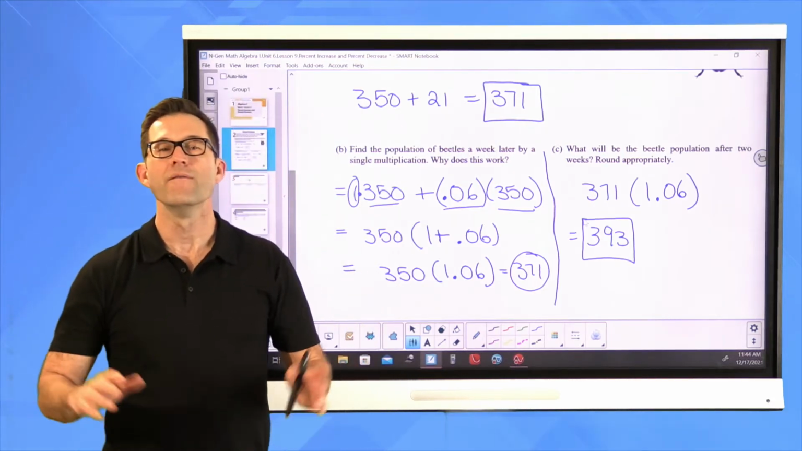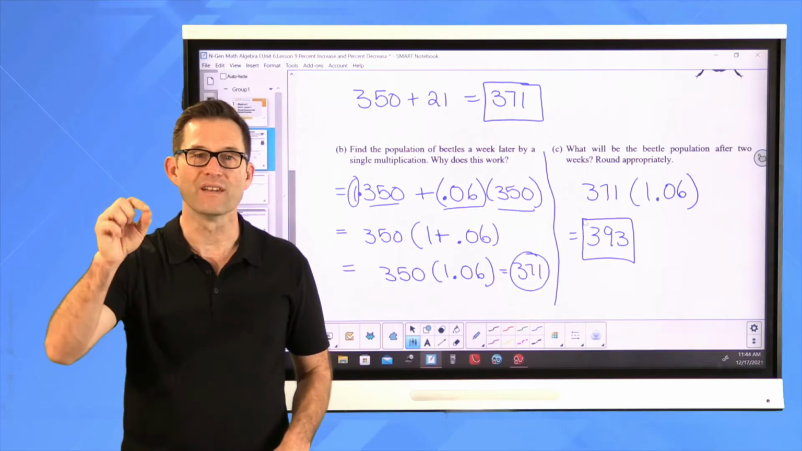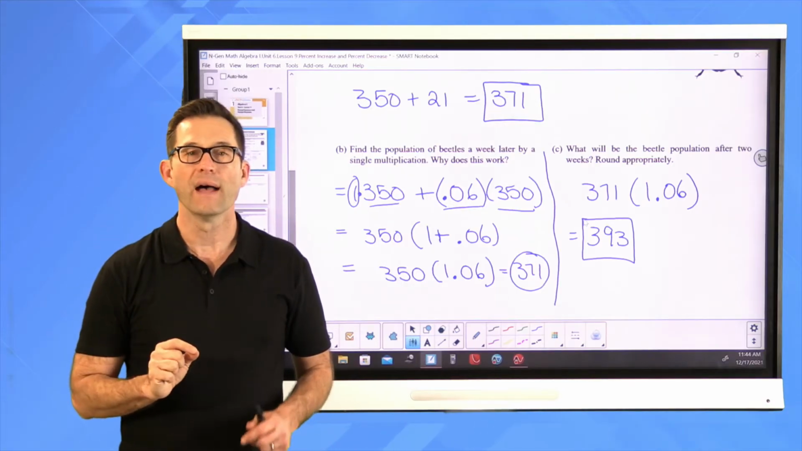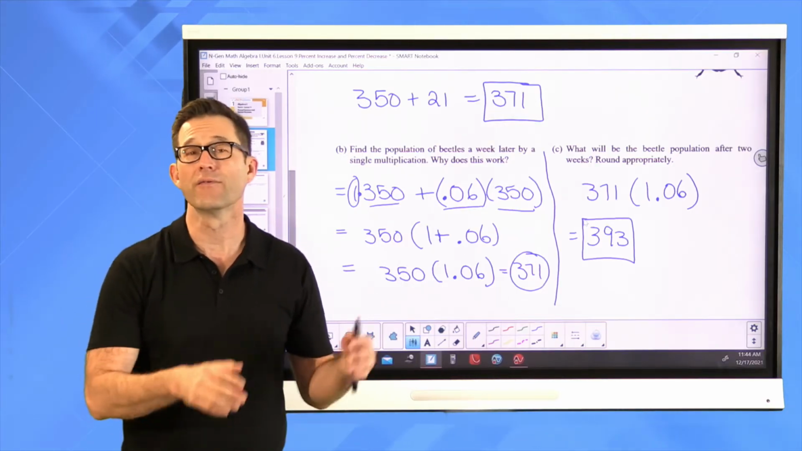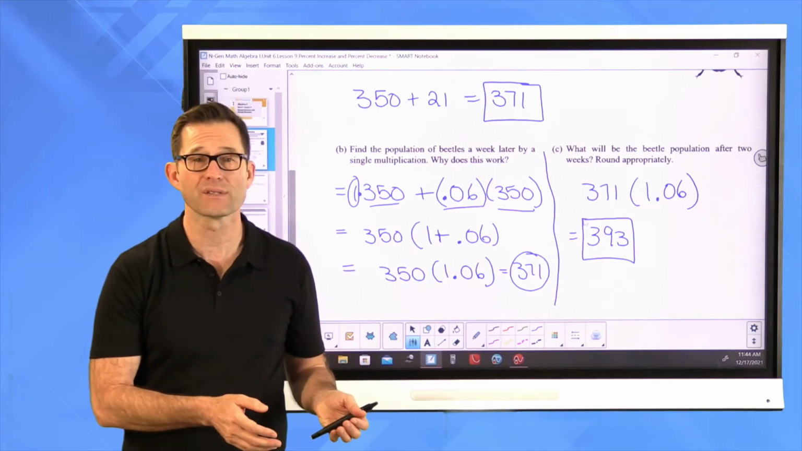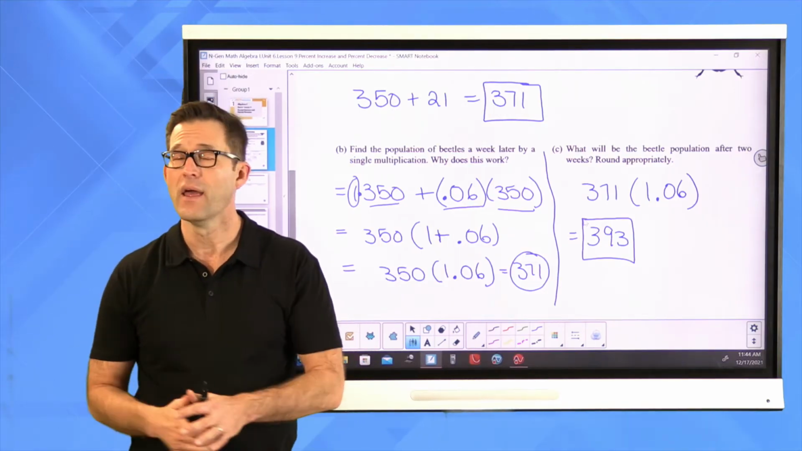Very important that we're able to do this in a single calculation as opposed to two calculations, i.e. the first one multiplying by the 0.06 and the second one adding it on. Now we're getting it all.